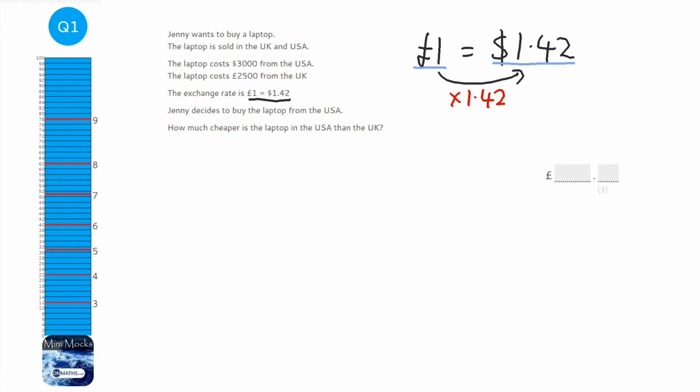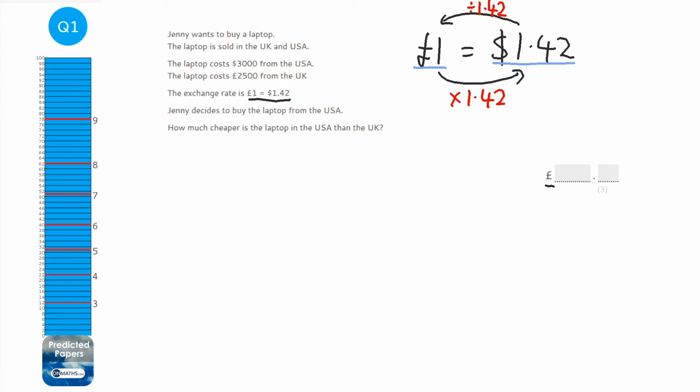So the problem with this question though is that it wants the answer in pounds, so we'll need to convert both of these things into pounds. So we're actually going the other way. And when we go the other way, instead of times we just divide. So we're dividing both sides, or we're dividing dollars by 1.42 to get to pounds.